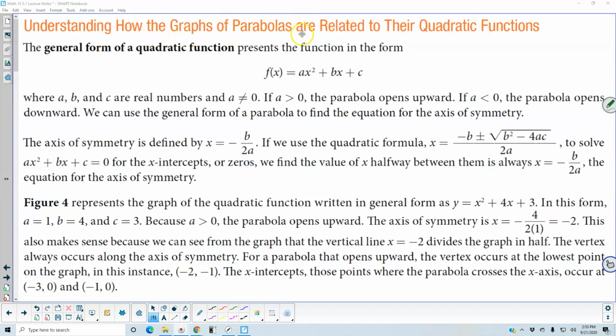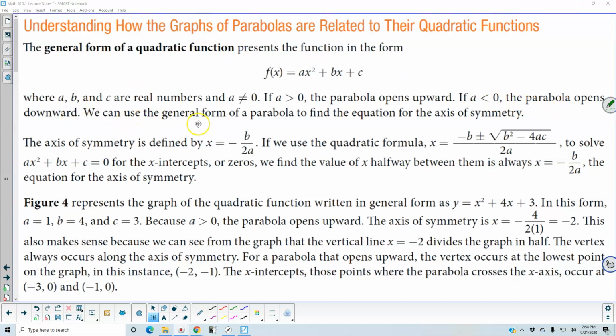Understanding how the graphs of parabolas are related to their quadratic functions. The general form of a quadratic function presents the function in the form of f of x equals ax squared plus bx plus c, where a, b, and c are real numbers and a does not equal 0. Now, if the value of a, being the leading coefficient, is positive, meaning that it's greater than 0, the parabola opens upward. If a is negative, meaning it's less than 0, then the parabola opens downward.